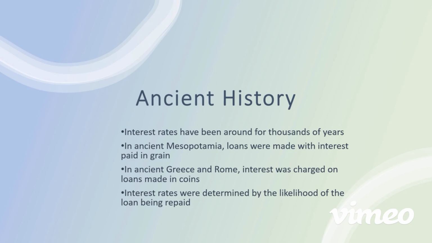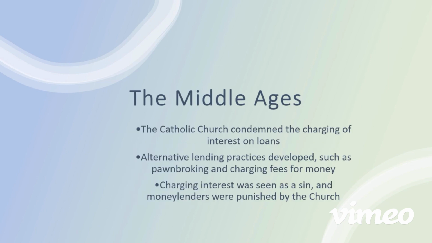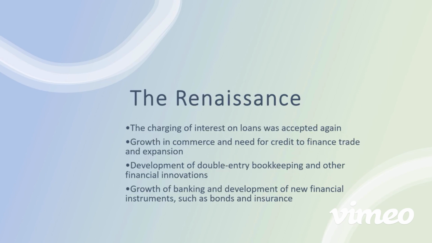During the Middle Ages, the Catholic Church condemned the charging of interest on loans, known as usury. This led to the development of alternative lending practices, such as pawnbroking and the charging of fees for the use of money. The charging of interest was seen as a sin, and money lenders were often ostracized and punished by the church. During the Renaissance, the charging of interest on loans began to be accepted once again.